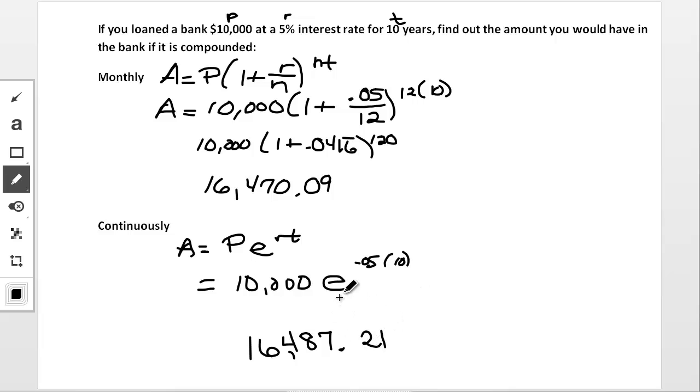Once again, I got a little ahead of myself here, so let's write this in. 10,000 times e to the 5/10, and then it's calculator work from there.